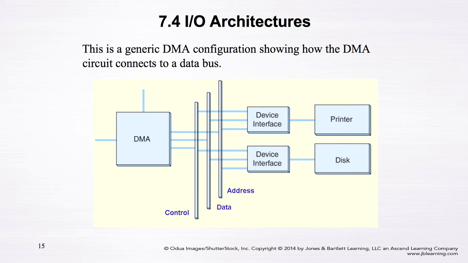So here's a graphical representation of the generic DMA configuration. You can see that the DMA circuit connects to a data bus, and with the control and address bus as well, and from there it connects to different device interfaces, and those connect to different I/O devices.